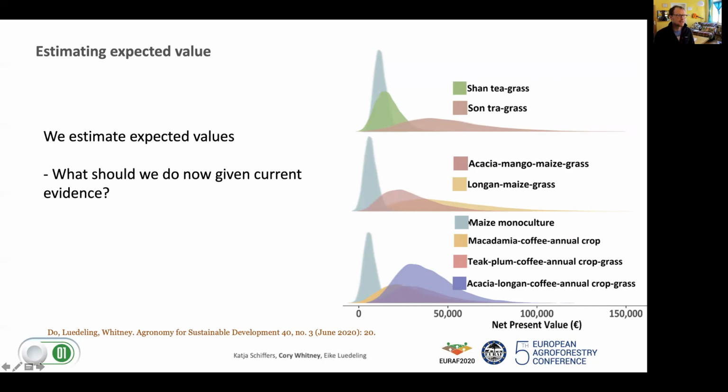Again, here, this light blue is the maize monoculture. That's the baseline, that's the standard practice. And these other distributions are our interventions, agroforestry interventions.